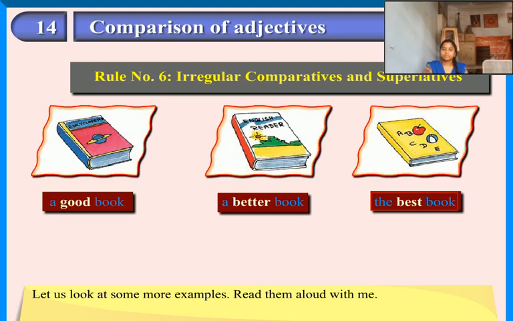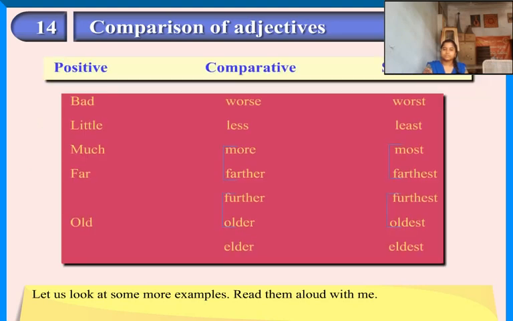Let us look at some more examples. Read them aloud with me. Bad, worse, worst. Little, less, least. Much, more, most. Far, farther, farthest. Far, further, furthest. Old, older, oldest. Old, elder, eldest.